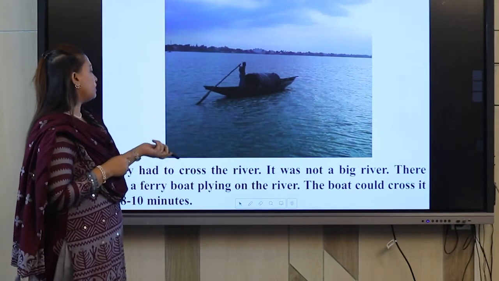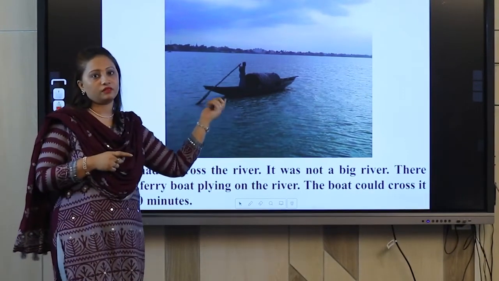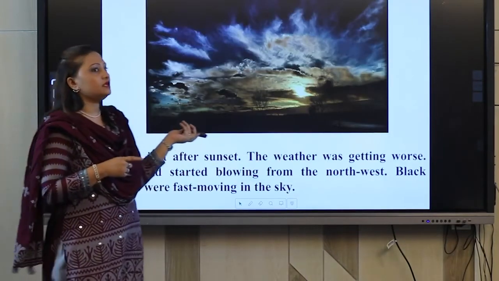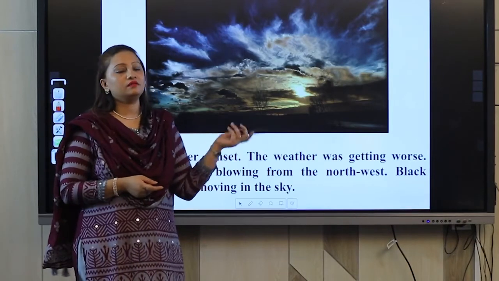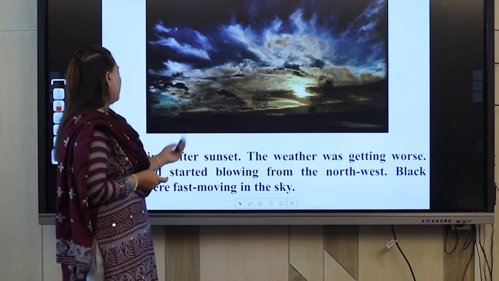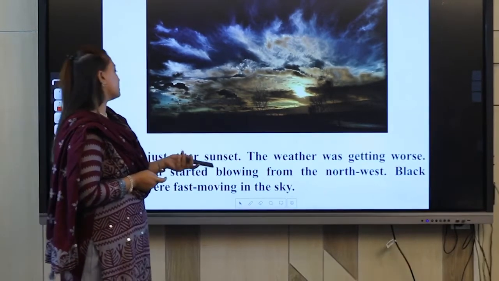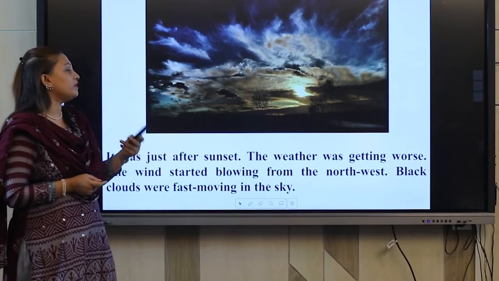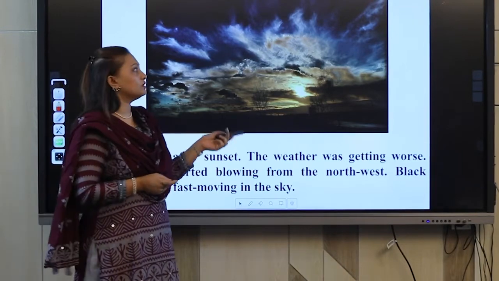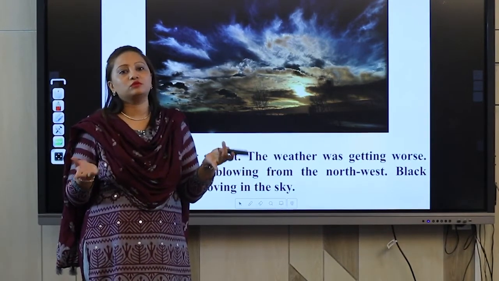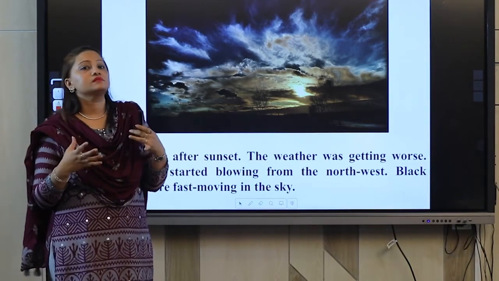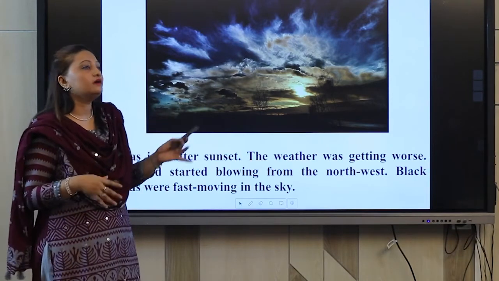So there was a ferry boat plying on the river. So here is the ferry boat and the boat was plying. And what we can see nowadays in summer, that type of clouds actually happen over our sky. And it was just after sunset, the weather was getting worse. The wind started blowing from the northwest. Black clouds were fast moving in the sky. Whenever it is daytime, 12 or 1, the surroundings become black or stormy because of the clouds.